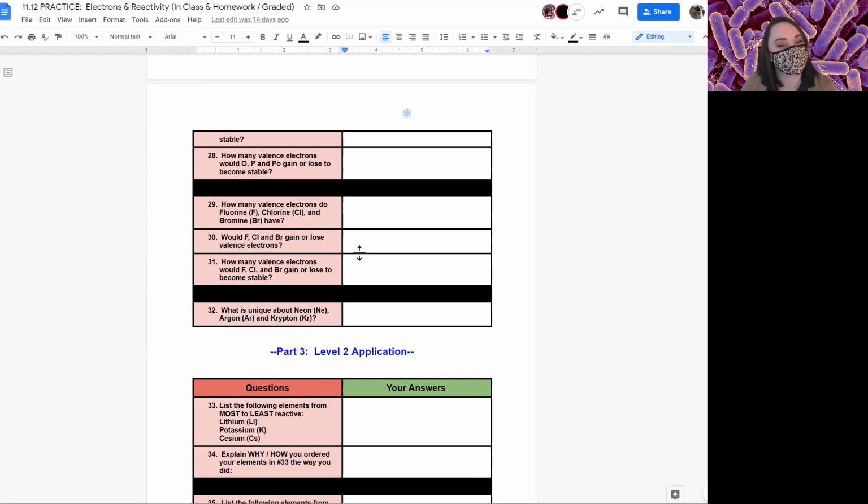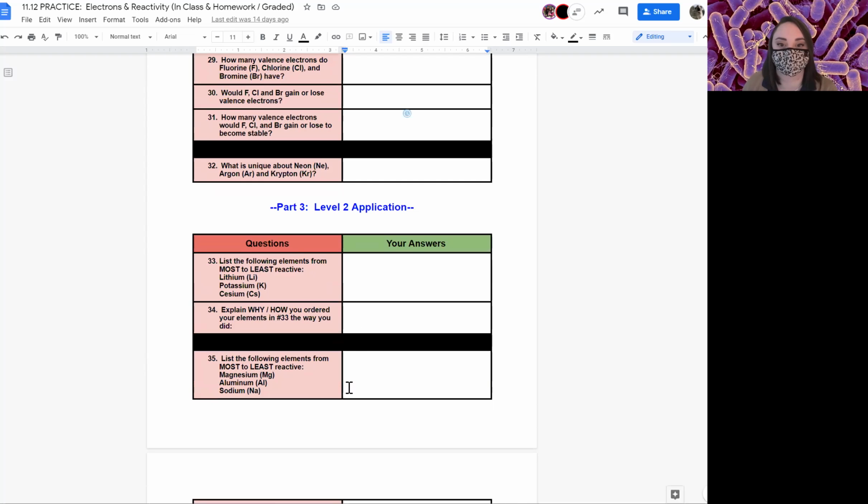Number 32, what is unique about neon, argon, and krypton? They're already stable, right? That's why they don't react. They have 8 valence electrons. They have a full outer orbit or shell or ring or whatever the heck you want to call it. And so they don't react with things.